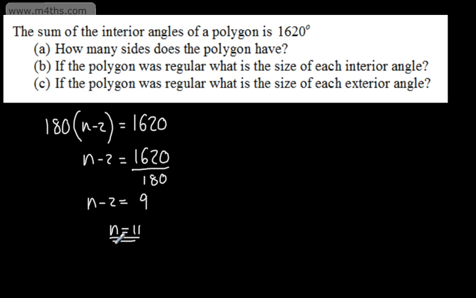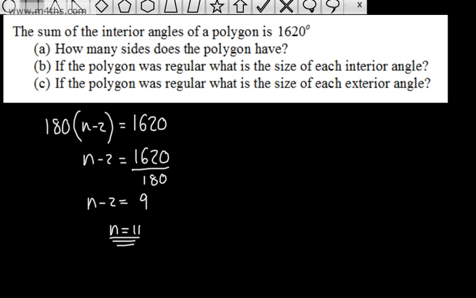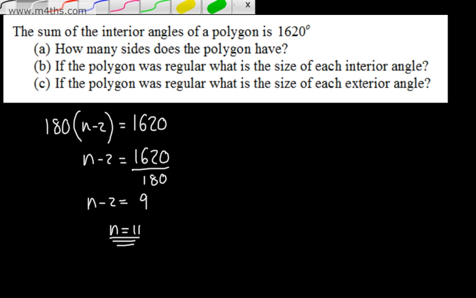The number of sides of this is going to give us 11. So if we just look at that, I don't think we've got an 11-sided shape. No, we'll leave that as is. So that now is the number of sides. So how many sides does this polygon have? If the polygon was regular, what is the size of each interior angle?